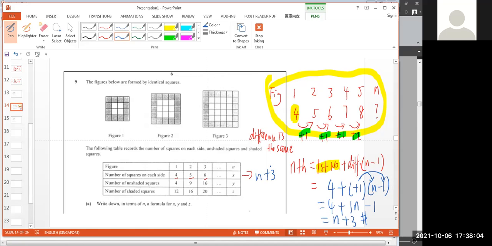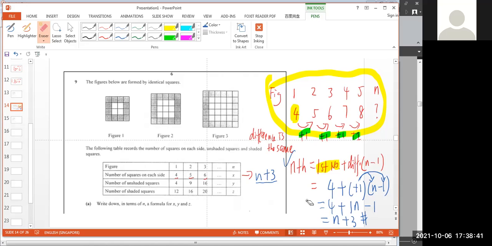Yeah, n plus 3 is the answer for x. I did n minus 1 plus 4. No, n minus 1 plus 4 is not the final answer. You need to simplify it further. So it's n plus 3. Oh, n plus 3. Okay. But you can actually use this formula if you want. Okay, so that's for x. Now go to y.